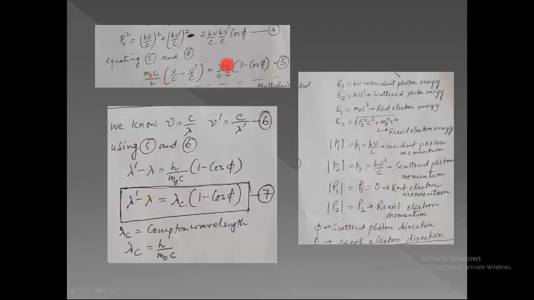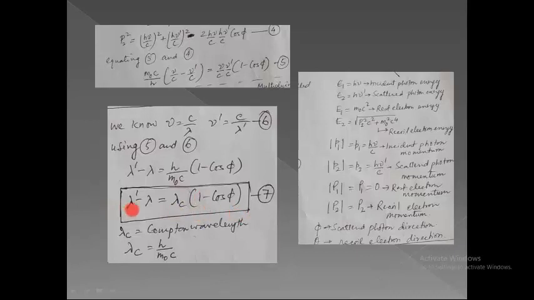So when you bring this and multiply, you are basically using this definition, and you will get lambda dash minus lambda. And this h by m0c, this whole thing is a constant. I write it down as lambda c and I get this relation: lambda dash minus lambda is equal to lambda c, bracket open, 1 minus cos phi.